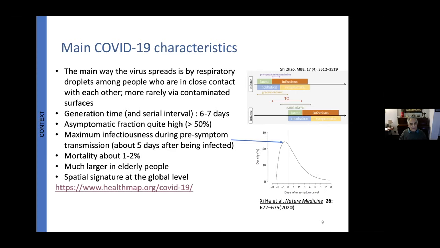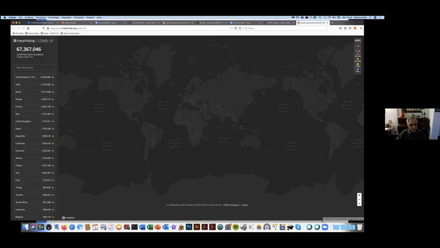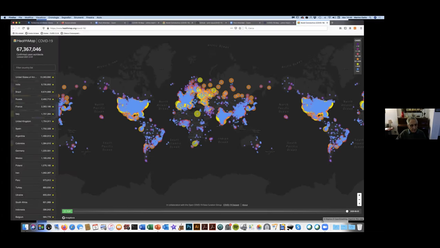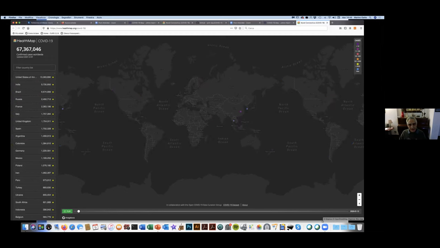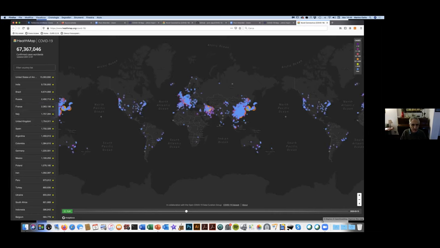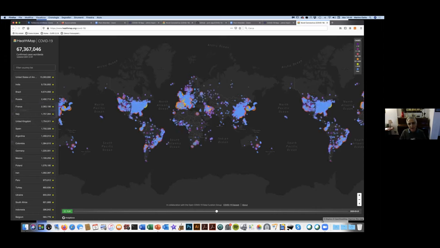And then again, there is a spatial signature in this disease at the global level. So I'm going to show you this map and this video that shows how it all started, let's say, in China, and then it reached France and Germany, and then Italy, and then the whole of Europe, and then, of course, started spreading to the Philippines and Korea, and then it reached the United States, and then Canada, South America, Africa, Australia, and so on and so on.